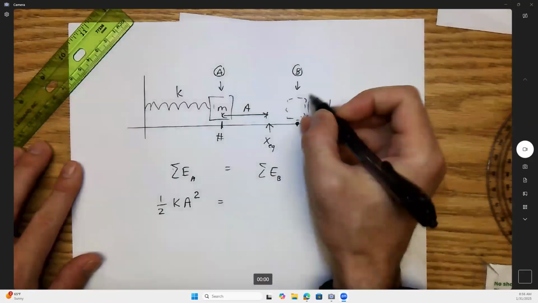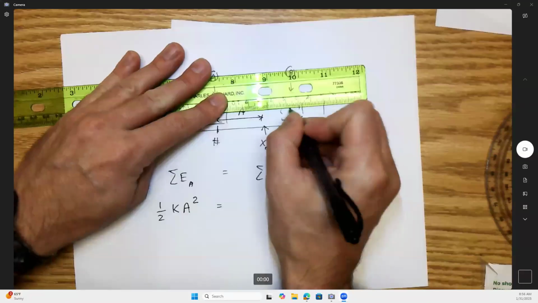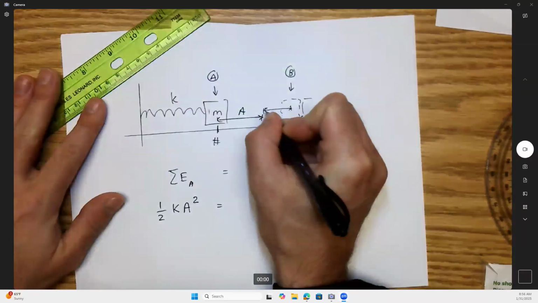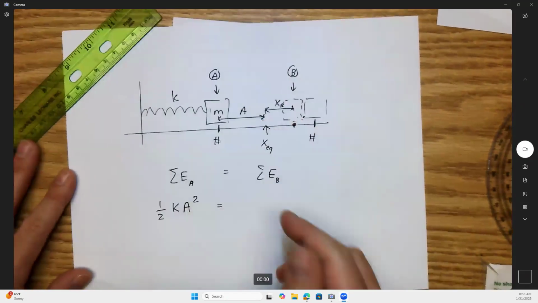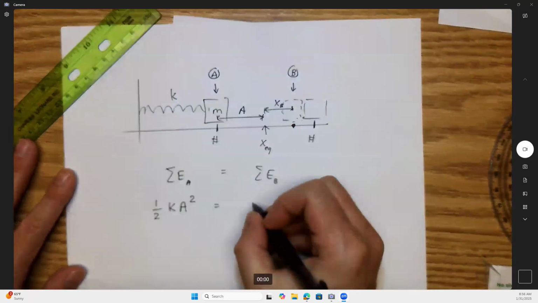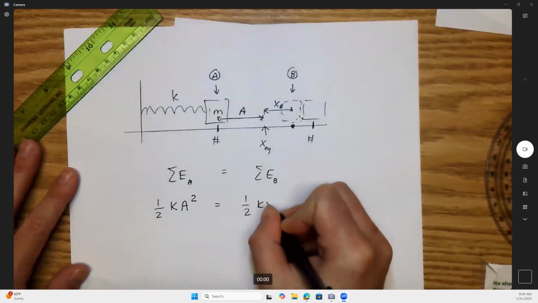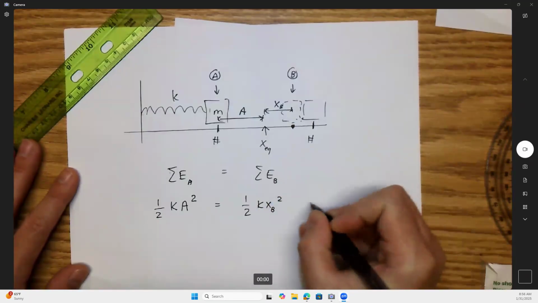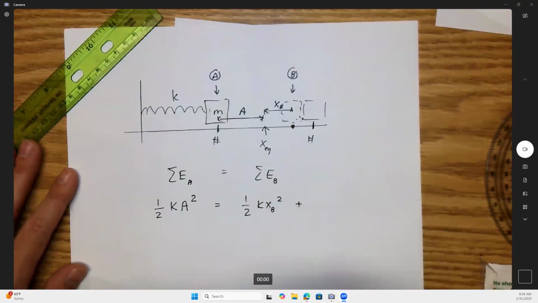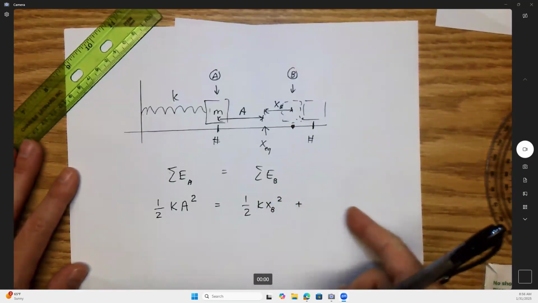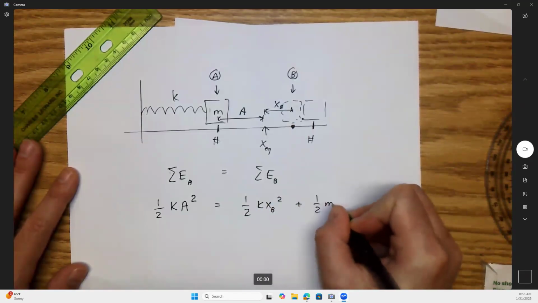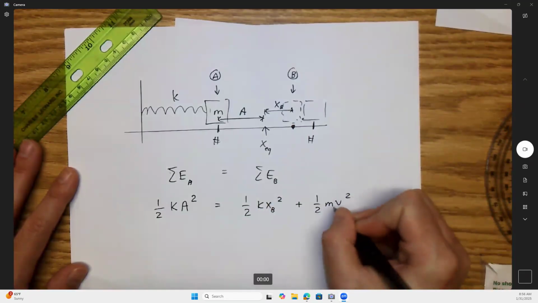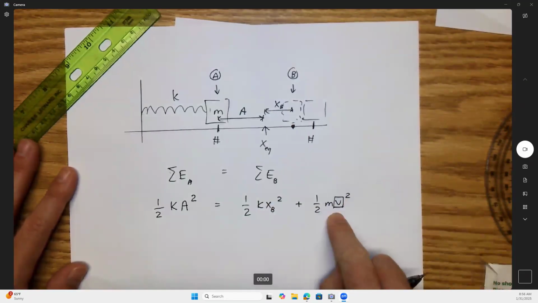Now, when it gets to this point B right here, let's say I call this distance x sub b. Well, the spring is stretched by that much, so some of the energy is there. So could that be 1/2 k x sub b squared? But that's not all of it. The block is also in motion, and so I also have to say plus what? Yeah, 1/2 mv squared is kinetic energy. There you go. And the question was, what's the speed of the block v?